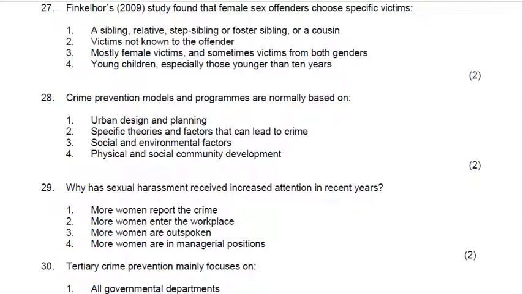27. Finkel's study found that female sex offenders choose specific victims. The answer is 3, which is mostly female victims and sometimes victims from both genders. This is found on page 48 of our study guide. You can also check this out on your own.